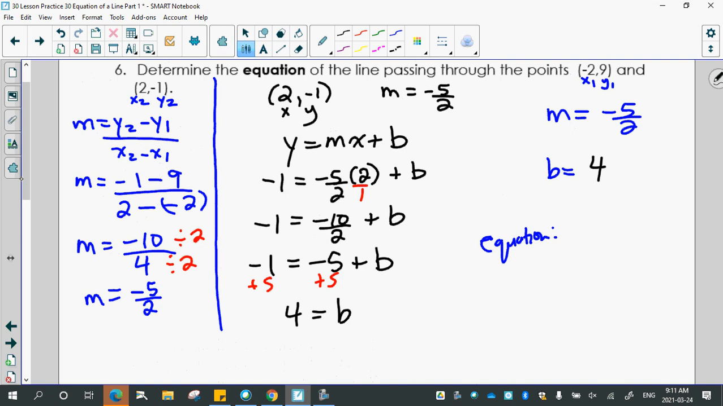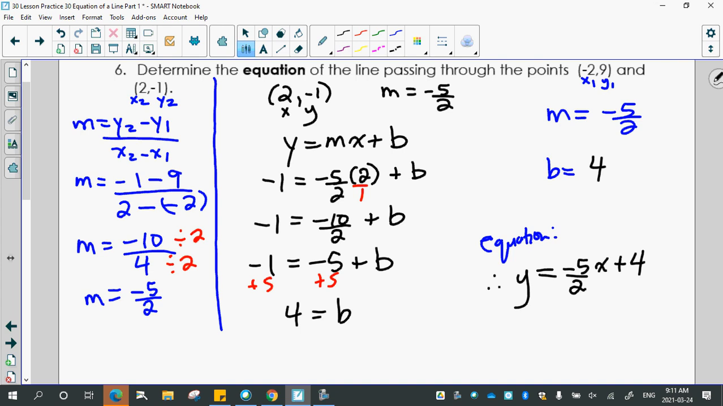Good. Okay, now you have both m and b, so now you just have to write out the equation. So therefore the equation's always got y equals the slope number, -5/2 times x plus 4, the y-intercept. Okay? Any questions?